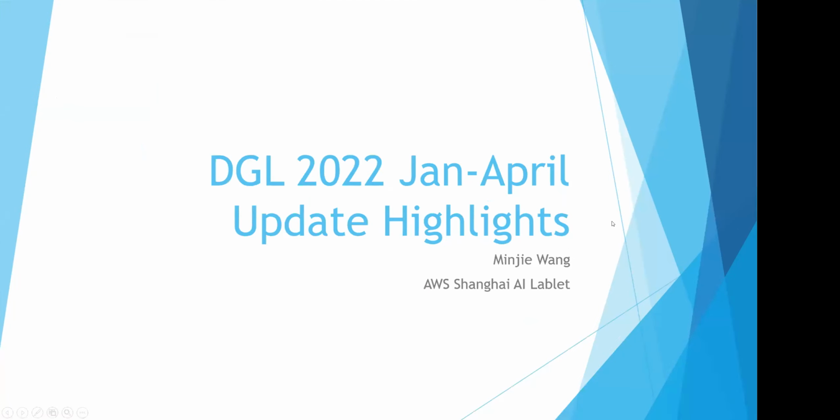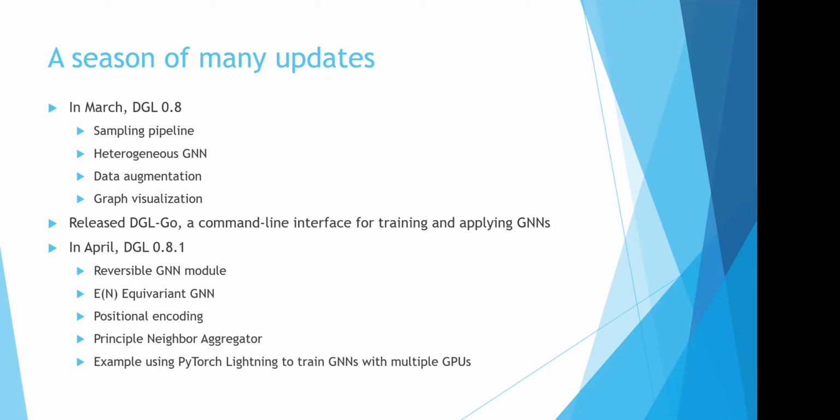In March, we released DGL 0.8 with a lot of improvement on different aspects, for example, the sampling pipeline, heterogeneous GNN, data augmentation, and graph visualization. And as the title suggests, we also released a new tool called DGL Go, a command line interface for training and applying GNNs.